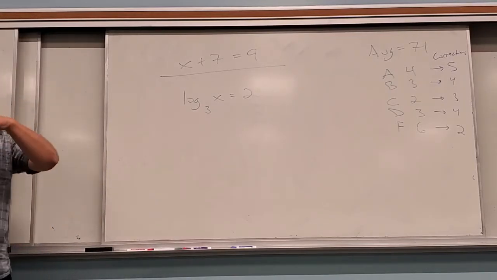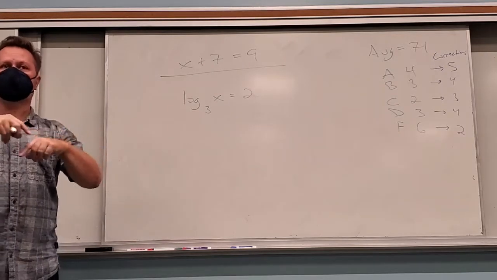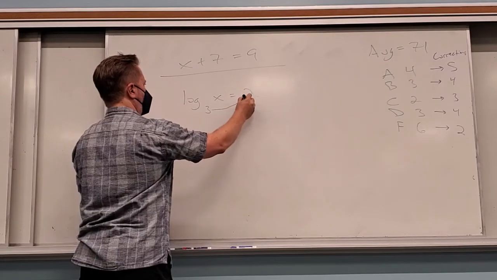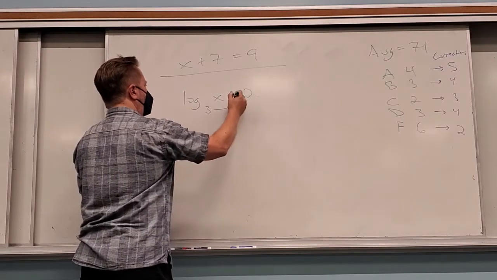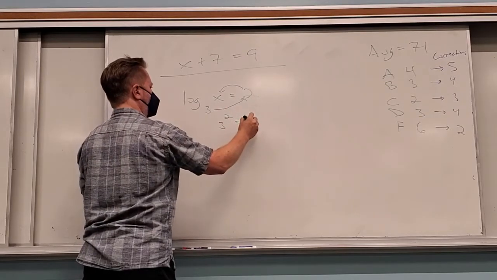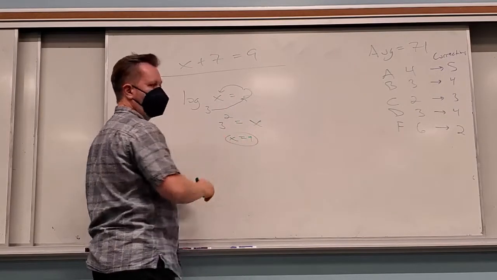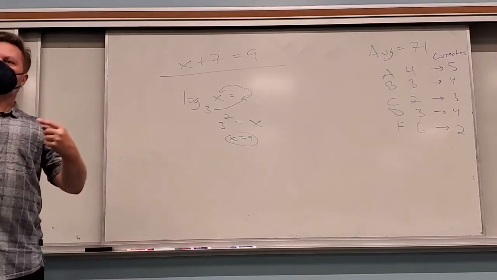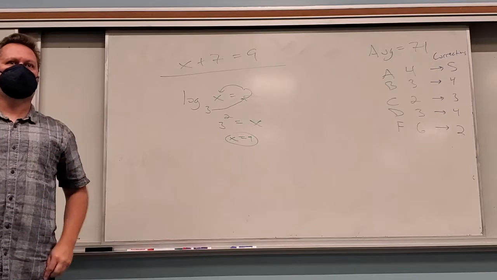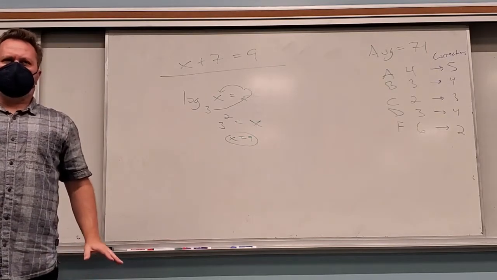Can I write this as the inverse? This says 3 squared is x. x is 9. I'm done with that problem. Next. So we use the idea of the inverse. The inverse of a log is an exponential. Okay, maybe.